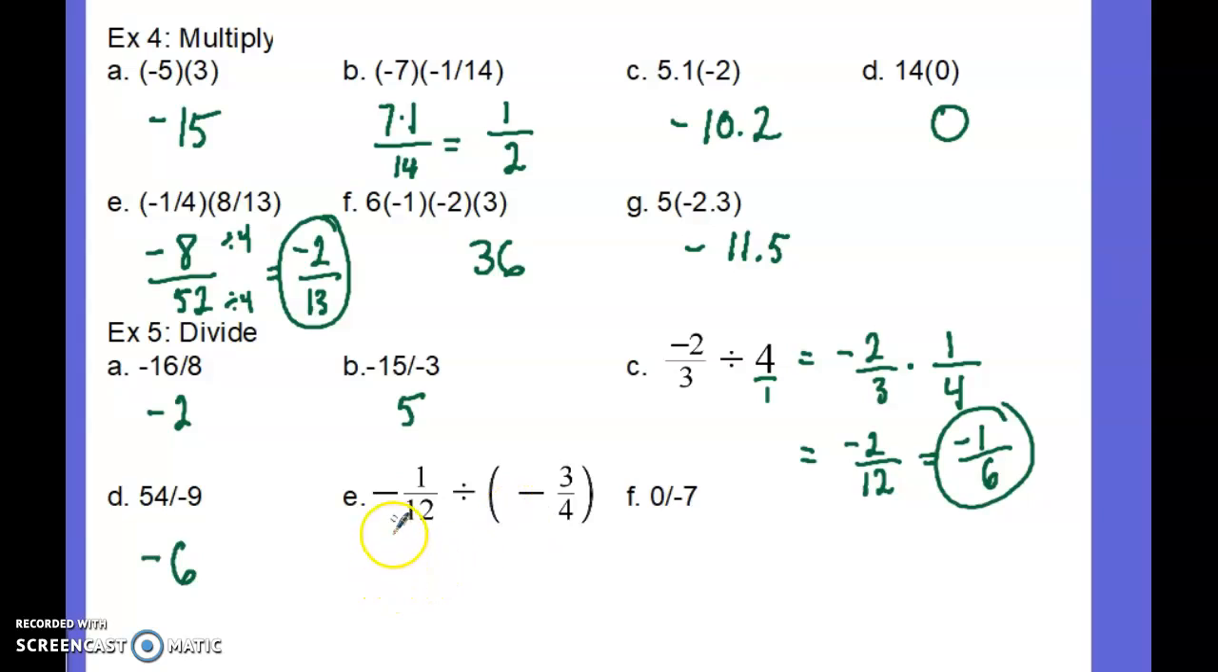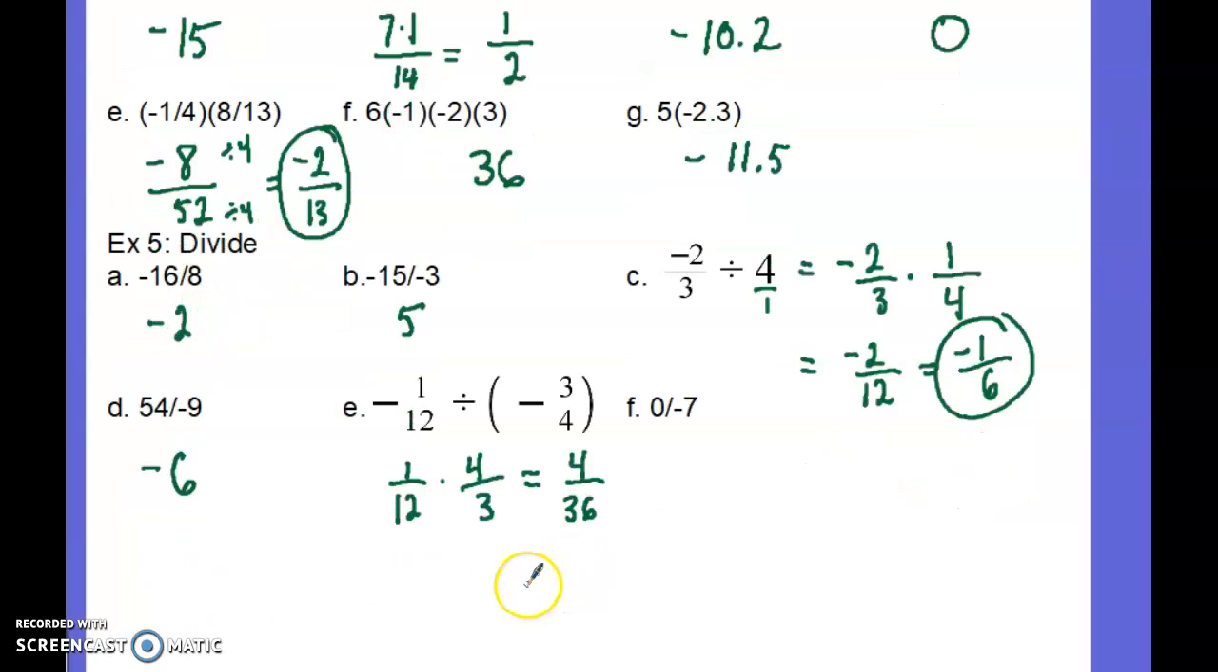And here's another one where, okay, well, negative divided by a negative is positive. And do your keep, switch, flip. Dividing by a fraction is the same thing as multiplying by its reciprocal. Numerator with numerator, denominator with denominator, and this does reduce to 1/9, because both those are divisible by 4. And then 0 divided by anything is 0.